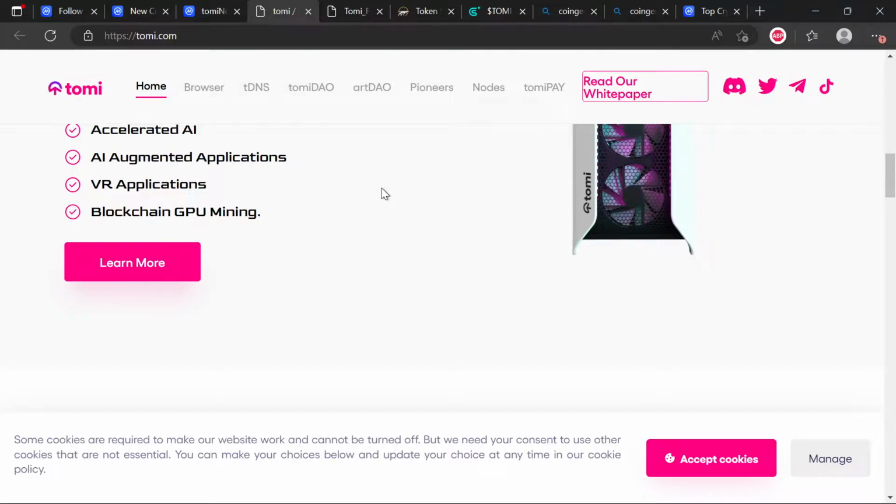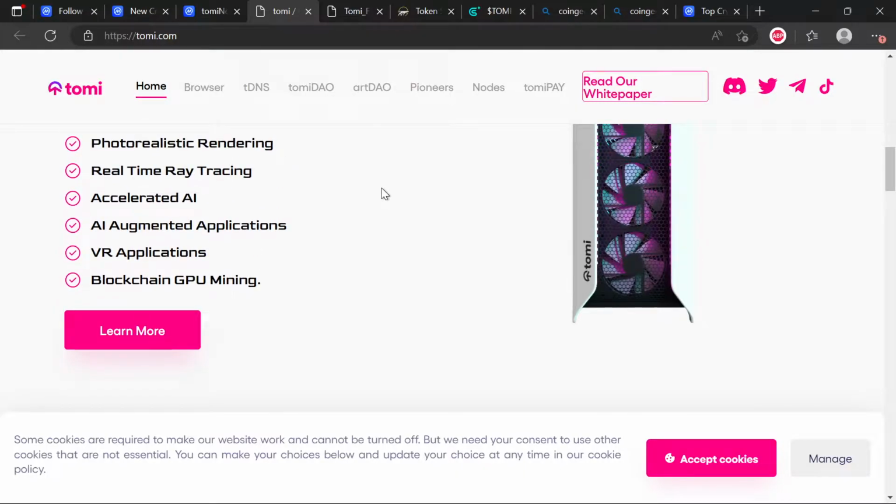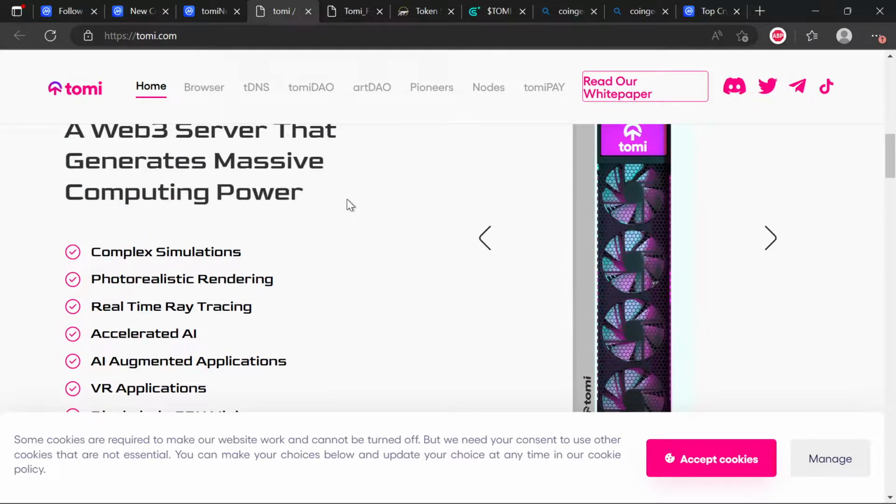So when you're doing your research, just combine everything that you see about the project and make a decision. I'm just letting you know some of the things that I check when I see an interesting project that I might be considering to invest in, right?